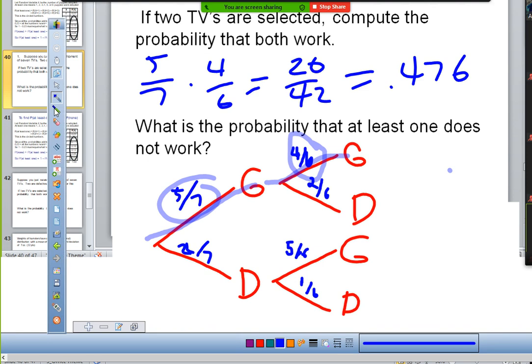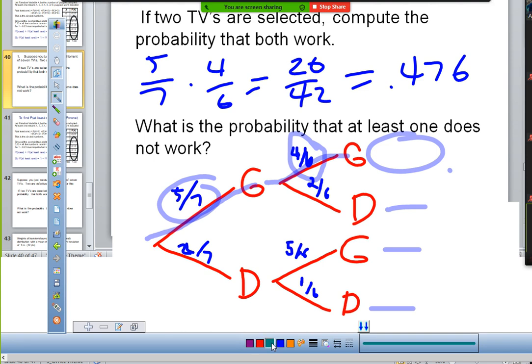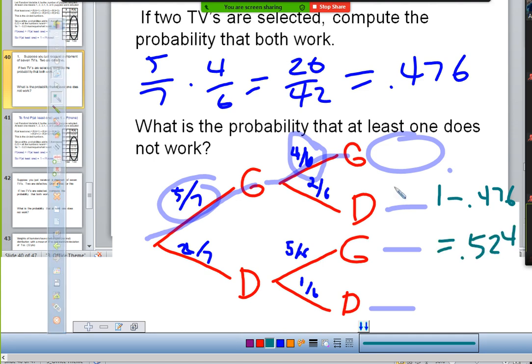So one doesn't work. That's this one has at least one that doesn't work. This one is bad then good. That one doesn't work. And this one, both of them don't work. So that's these three added up. But rather than adding up these three, since I already know this one, I can just do 1 minus that one. 1 minus 0.476. And that will give me 0.524.